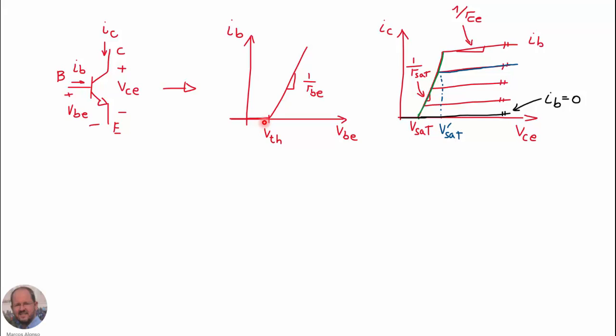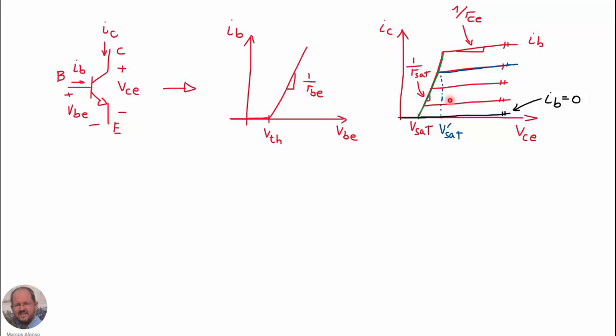We are modeling in such a way that if the voltage is lower than the threshold voltage, the current we can consider is almost negligible. And then if the voltage VBE is greater than the threshold voltage, we have a linear relationship with a given slope that we can quantify as 1 over resistance RBE, which is the series resistance of the base to emitter junction.